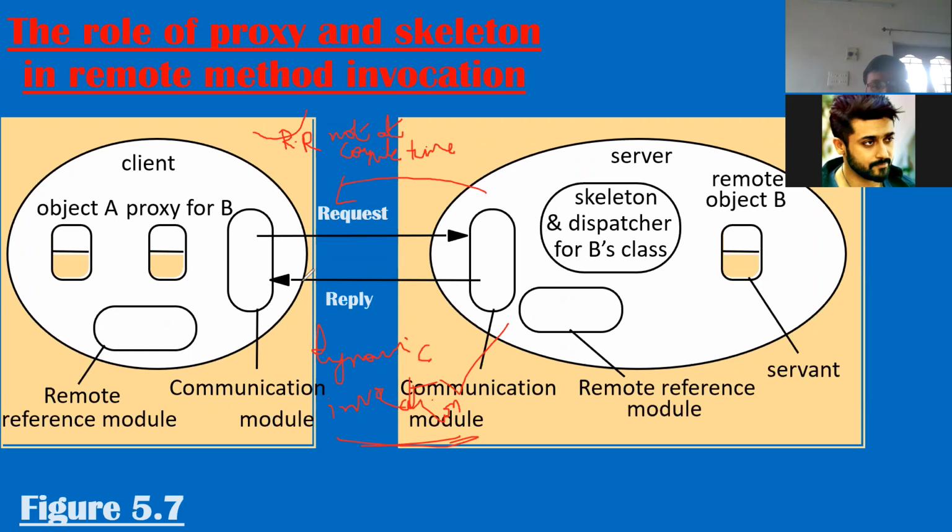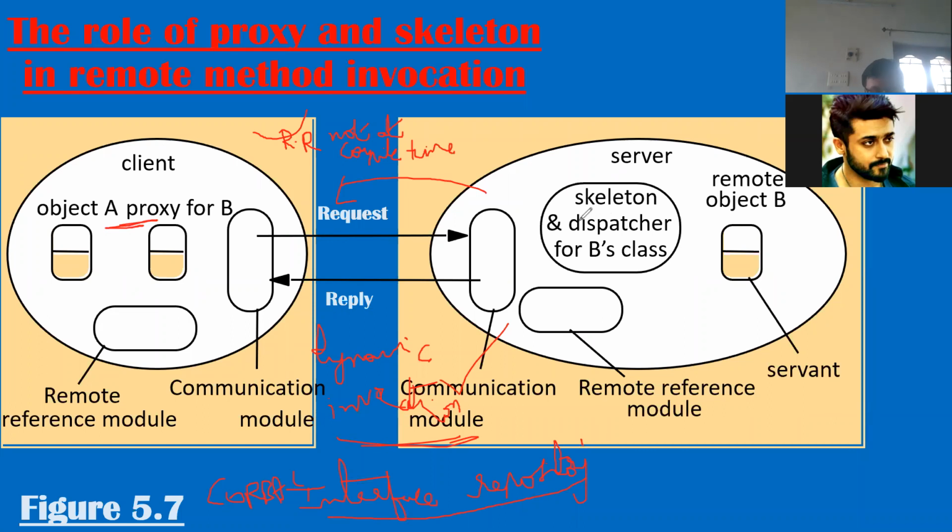In CORBA, how does it happen? In CORBA, this dynamic invocation happens through the interface repository. That dynamic invocation is not as convenient to use as a proxy, but it is used in applications where not all interfaces of the remote objects to be used can be predicted at design time.